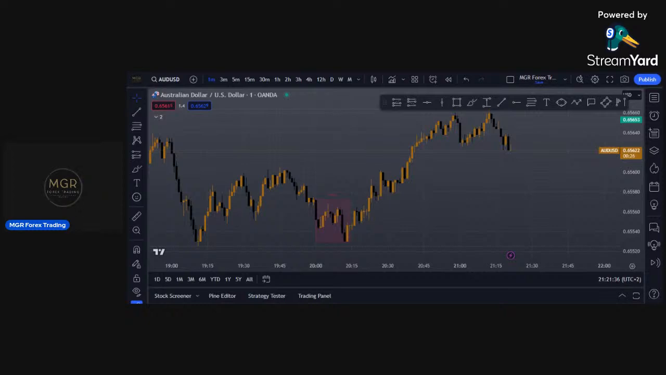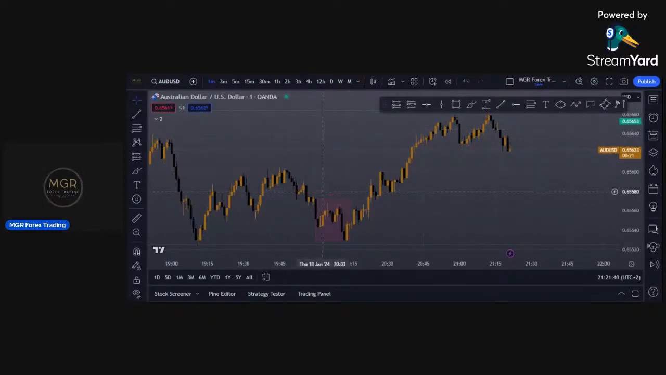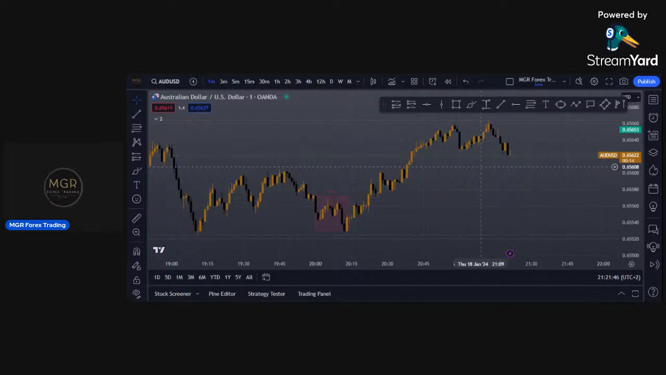So, right now, I'm going to be going into AUD/USD, and I'll just be going through a couple of pairs and how we could have found ourselves trading over the course of the evening, over the course of Asian session.